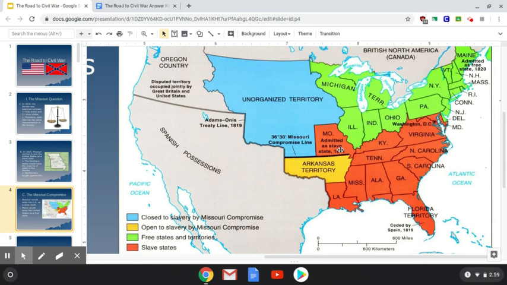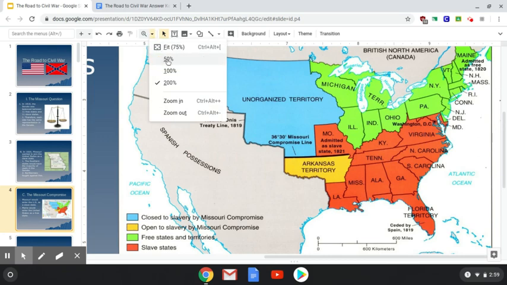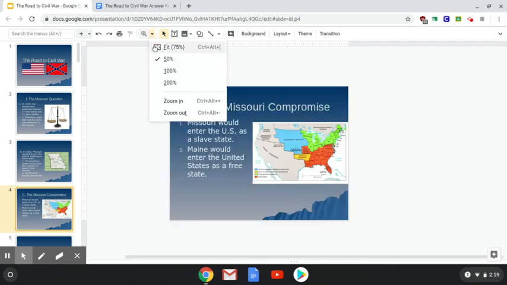Missouri was admitted as a slave state in 1821, and Maine was admitted as a free state in 1820. Obviously it's not a clear line of division, but it kind of goes along the borders of these states. This is what they call the 36°30′ Missouri Compromise line, which we're going to talk about in just one moment.